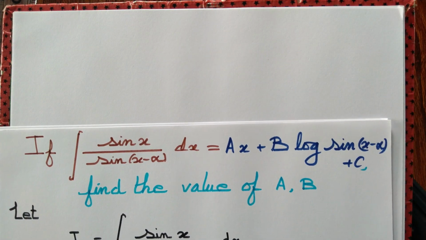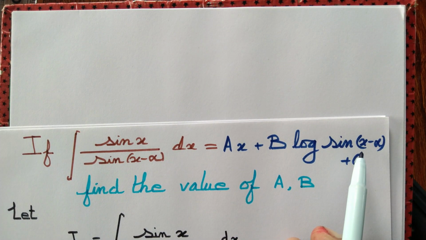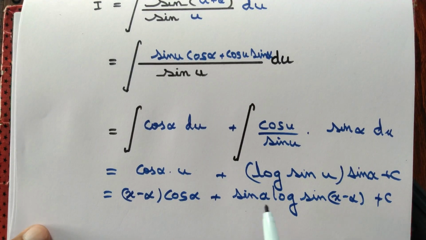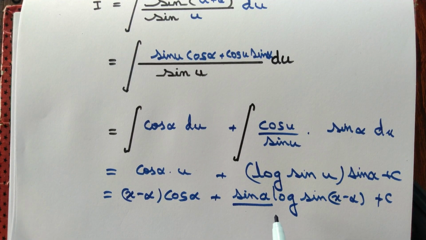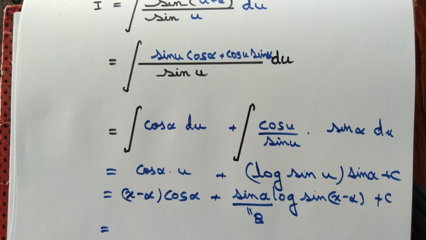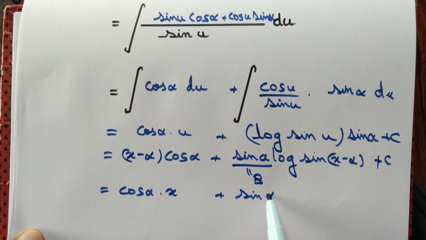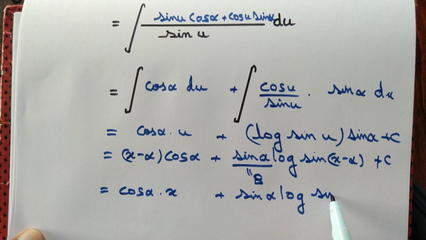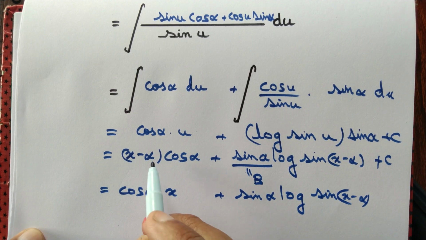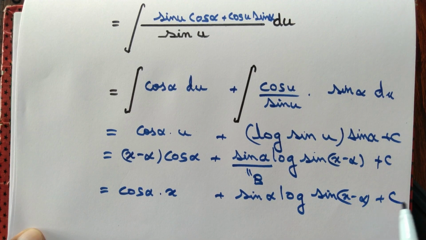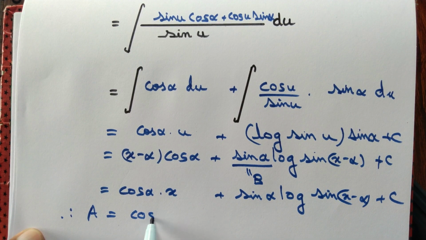But we want exactly this type, ax plus b times log of sine of x minus alpha. You see that b is simply equal to sine alpha. So that's equal to b. How about a? Okay, let's do one more step. We write it as cos alpha times x plus sine alpha times log of sine of x minus alpha. How about minus alpha cos alpha? That's just a constant, so we write it as a constant. So it turns out that a equals cos alpha, and b equals sine alpha.